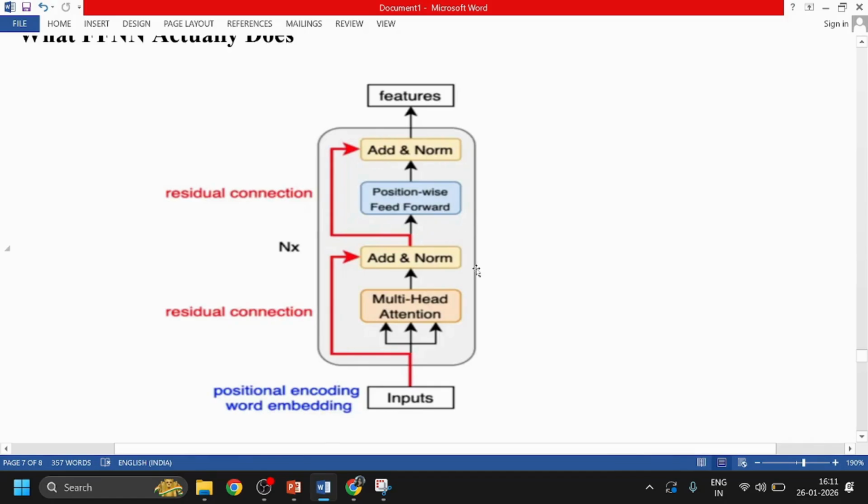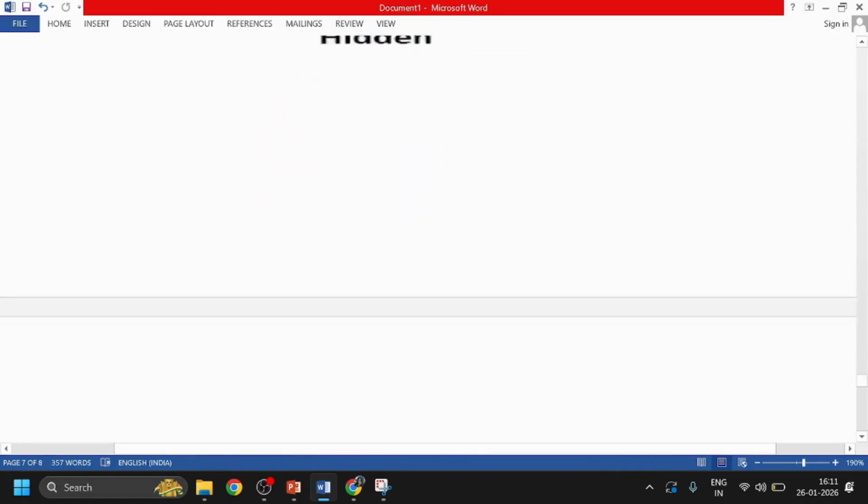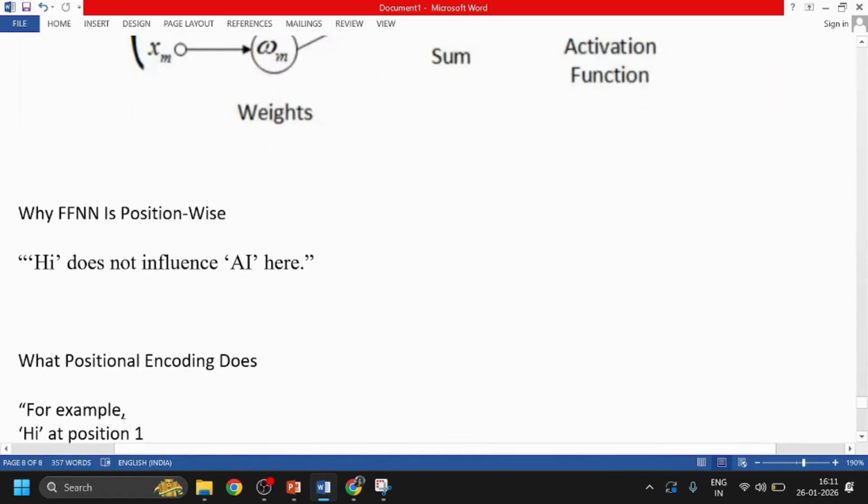The feed forward neural network is position-wise. Each word is processed separately. For example, I have this word hi. This hi does not influence the AI here.